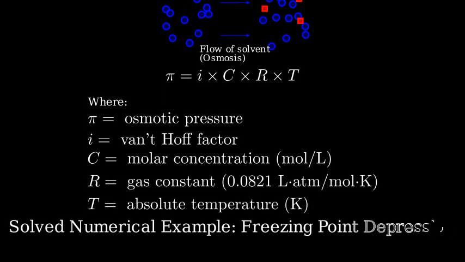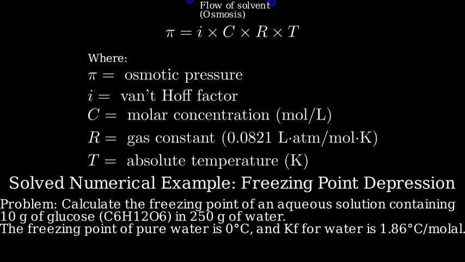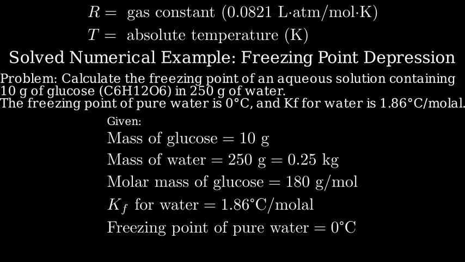Now, let's solve a numerical problem on freezing point depression. Question: calculate the freezing point of an aqueous solution containing 10 grams of glucose, C6H12O6, in 250 grams of water. The freezing point of pure water is 0 degrees Celsius, and the cryoscopic constant, K_F, for water is 1.86 degrees Celsius per mole. First, let's identify the data. Mass of glucose is 10 grams. Mass of water is 250 grams. Molar mass of glucose, C6H12O6, is 180 grams per mole. K_F for water is 1.86 degrees Celsius per mole.